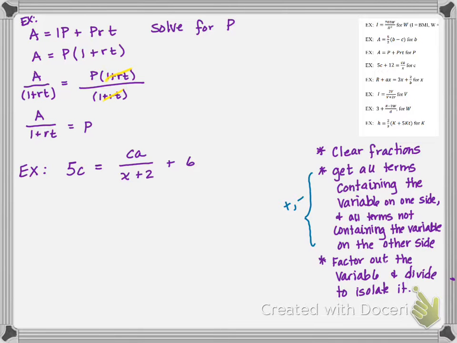So the first thing I want to do here is clear fractions. This is my only denominator, and so I'm going to multiply both sides by x plus 2. So I get 5c times x plus 2 equals x plus 2 over 1 times CA, oh, sorry, we're solving for x.